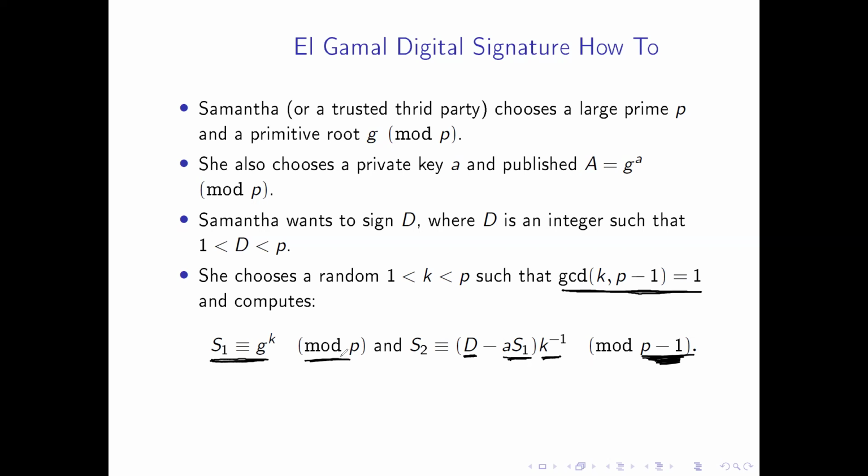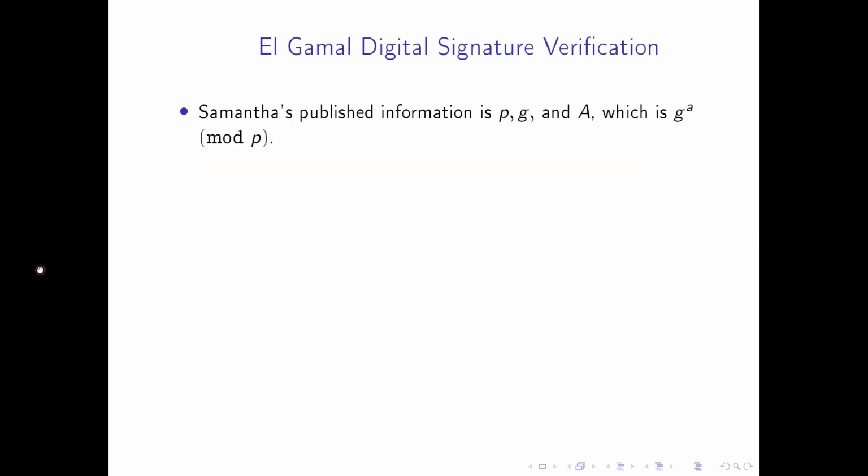Because we love to use Fermat's little theorem to undo and get us out of these situations. All right, so Alice does all of this and then puts out an S1 and S2. So she has worked through this process, and her signature is actually two parts, just like El Gamal. All right, so what happens next?